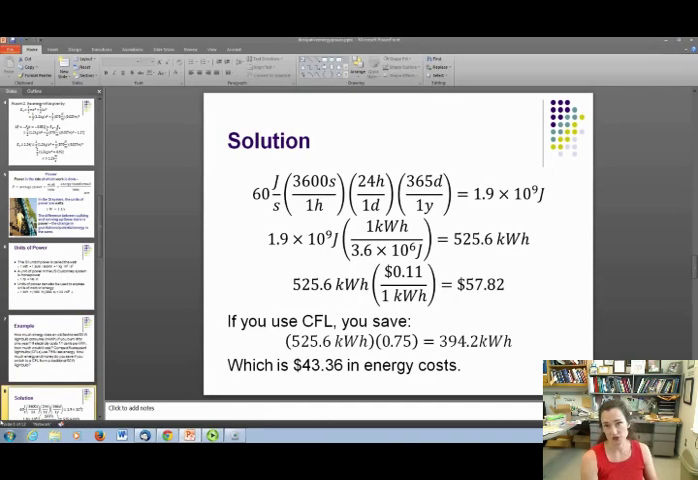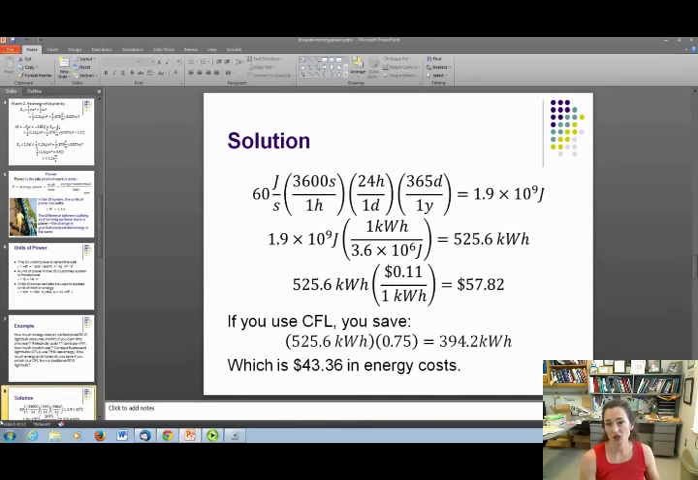So let's do a little unit conversion here and just play around with this. 60 watts is 60 joules per second. And then in order to convert that to the amount of energy that the light bulb would use in a year, you've got to multiply that times the number of seconds in a year. So let's do the conversion. 3,600 seconds in 1 hour, 24 hours in 1 day, and 365 days in 1 year. So if you multiply the number of seconds in a year times 60 joules per second, you get 1.9 times 10 to the 9th joules. That's 1.9 billion joules of energy consumed by one little old light bulb in a year.